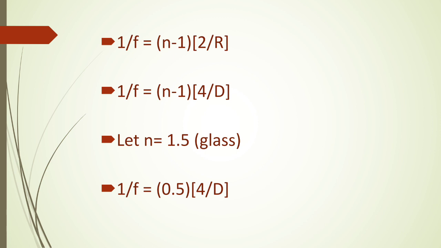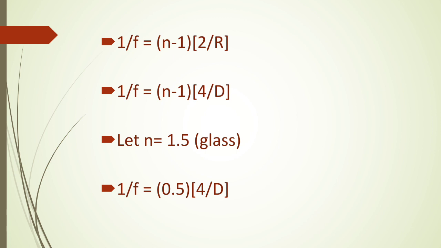If we simplify this equation, we get 1 over f, which is equal to (n minus 1) into 2 by r. We put the value of r in this equation and we get 1 over f, which is equal to (n minus 1) into 4 by d. And what we do now, we put the value of n in the second equation.